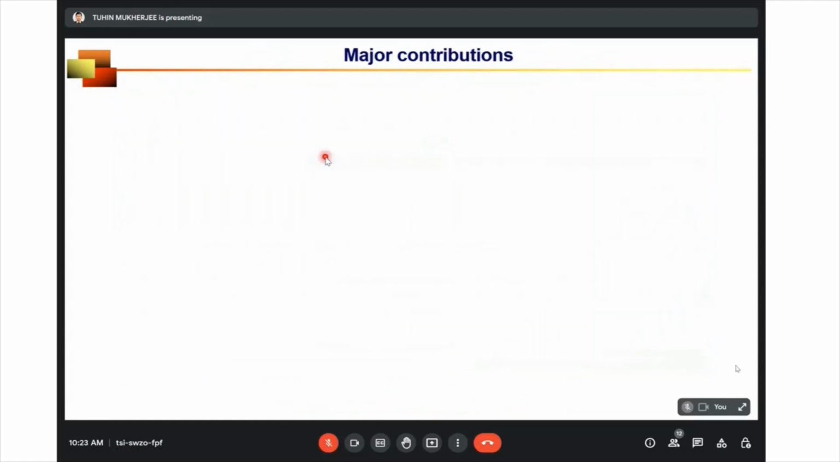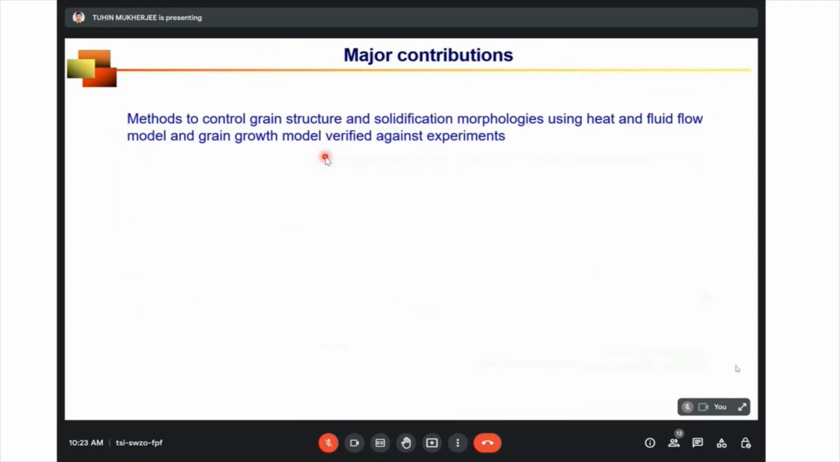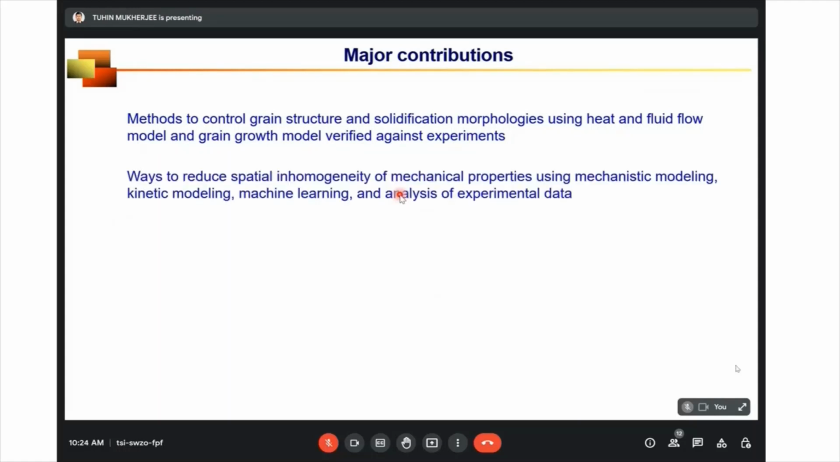So what are the major contributions of this work? Definitely, it provides methods based on fundamental understanding to control grain structure and solidification morphologies, which can be tested against experiments and which can also guide us to improve the microstructure of additively manufactured parts. It also offers ways to reduce spatial inhomogeneity of mechanical properties like tensile strength and hardness, so that we can improve the quality, reliability, and serviceability of the component.